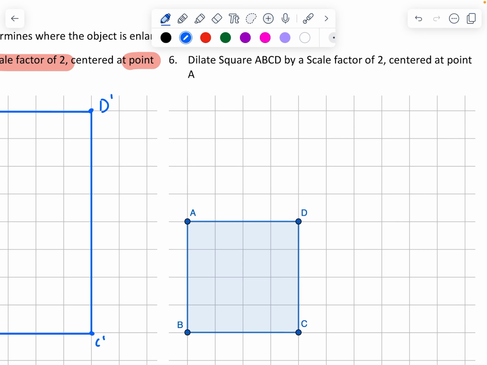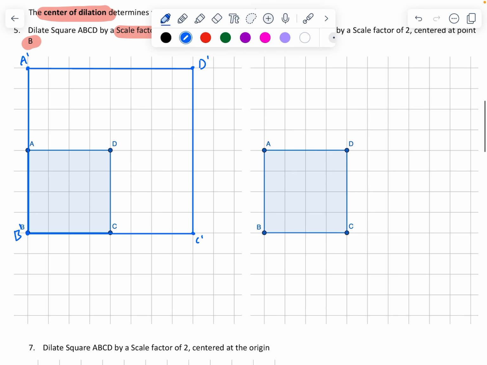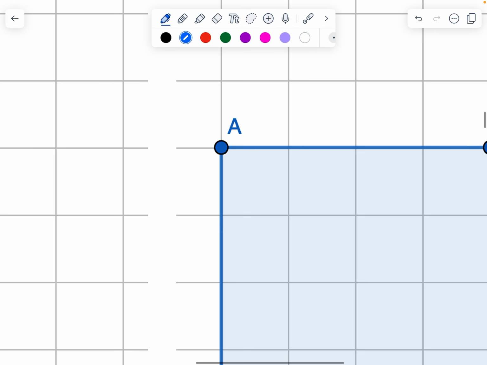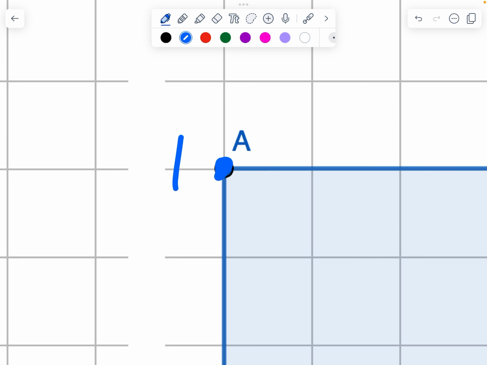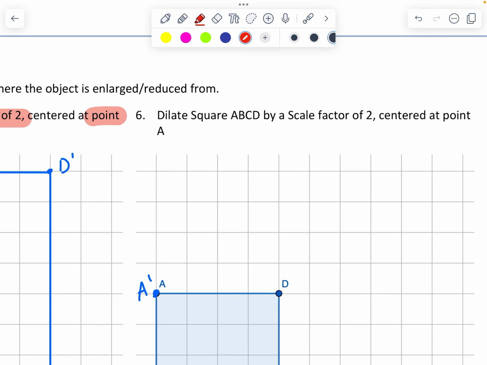Now we're going to do the same thing, but we're going to do it from point A, just so that you can get a feel for how the center affects where the shape is going to be. So now A is not going to change. Now we're going to have A prime right here. So we're still doing a scale factor of 2, and it's going to be centered at point A.